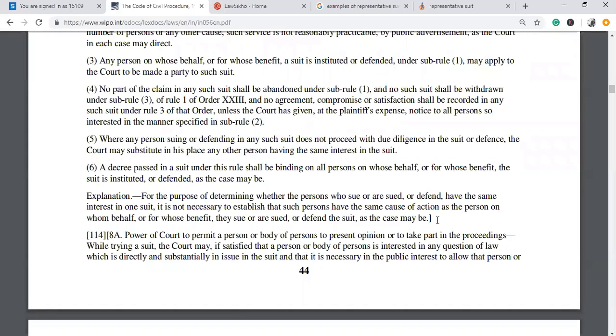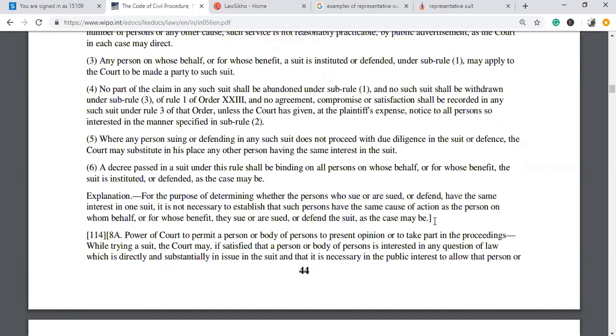Hi everyone, in this video we'll talk about the remaining two ingredients of a representative suit. That is, a suit of representative nature can be initiated in either of the ways, that is, either by court's permission or on direction of court. And the last ingredient, that is serving of notice.